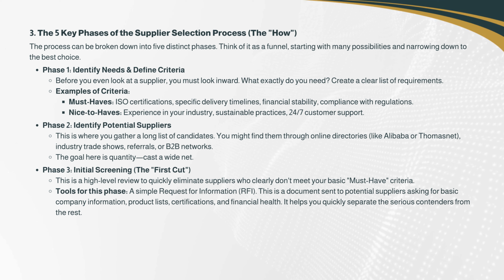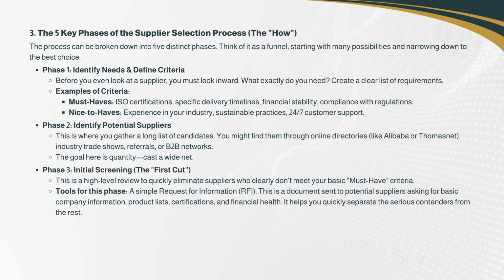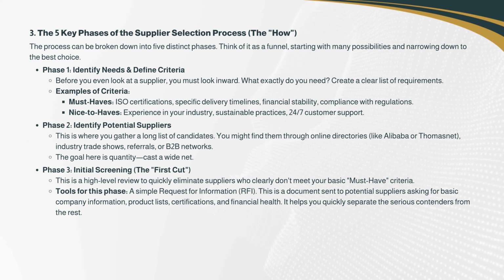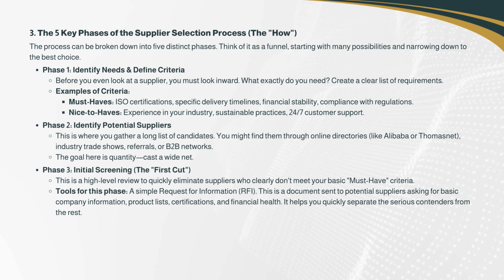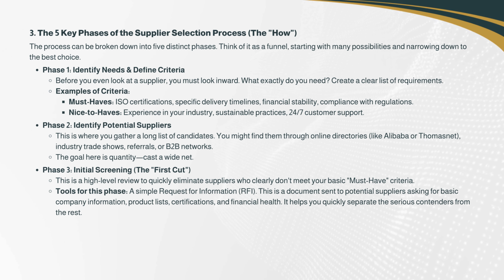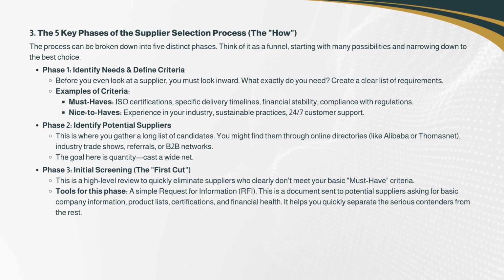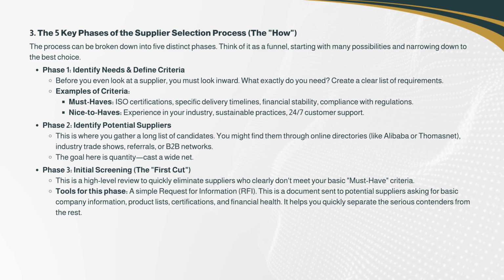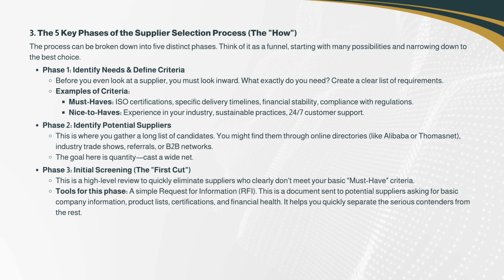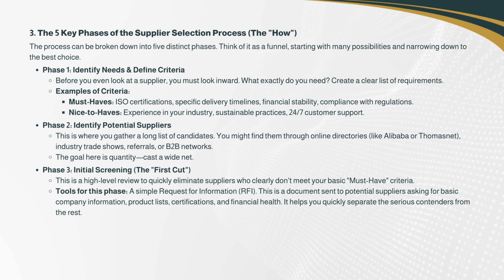Phase 3. Initial screening, the first cut. This is a high-level review to quickly eliminate suppliers who clearly don't meet your basic, must-have criteria. Tools for this phase. A simple request for information, RFI. This is a document sent to potential suppliers asking for basic company information, product lists, certifications, and financial health. It helps you quickly separate the serious contenders from the rest.